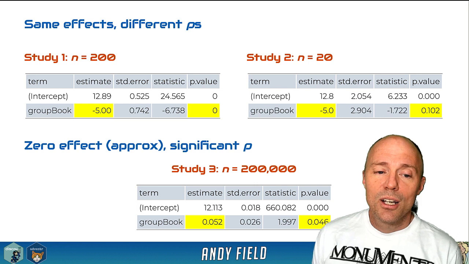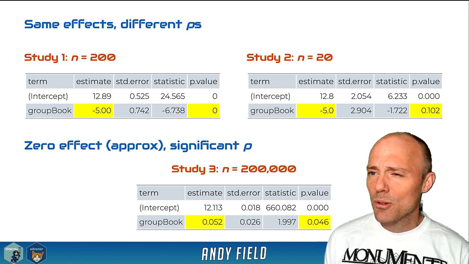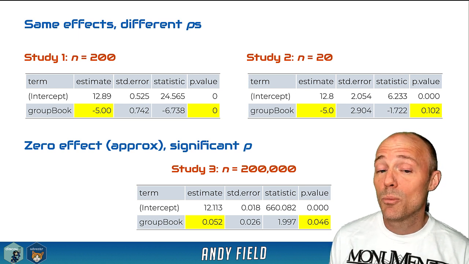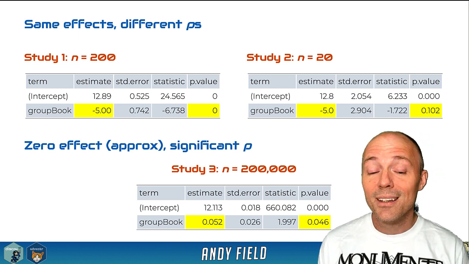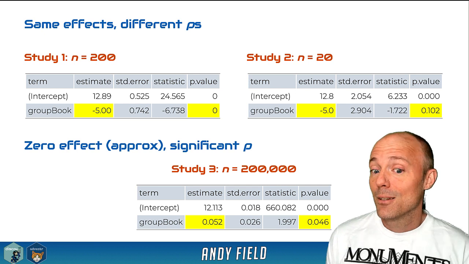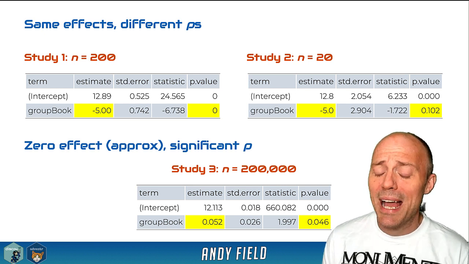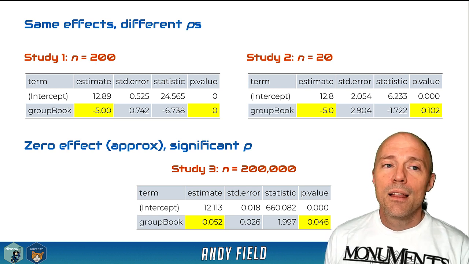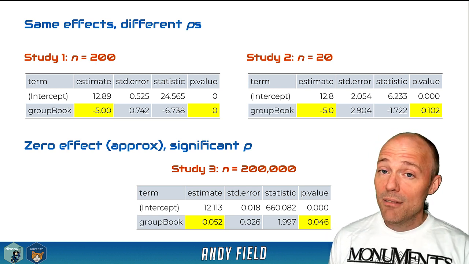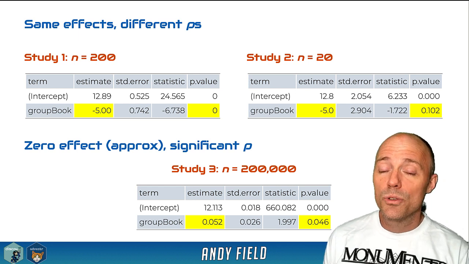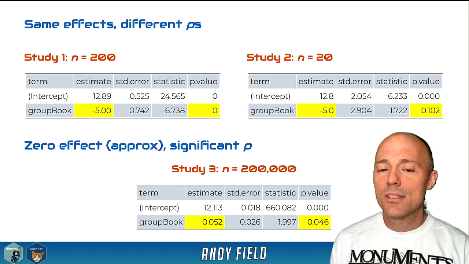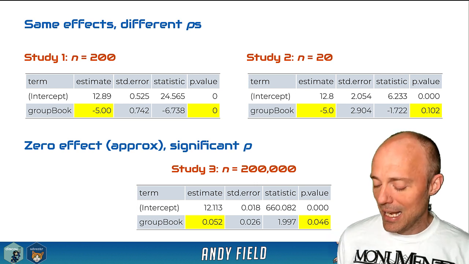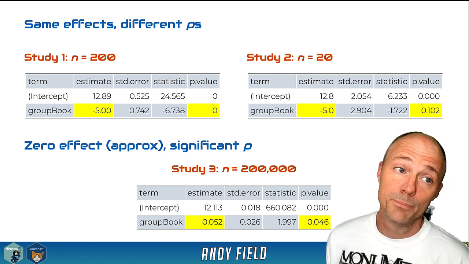Now, if you take this to its logical extreme, in study 3, how did we manage to basically have an effect of 0 that was significant? It's because our sample size was massive. The sample size in this study is 200,000. So the p comes out as significant. It has so much power to detect even a trivial effect. The moral of this story is, whenever you look at a p-value, you should always interpret it within the context of the sample size. If the sample size is huge, then a p-value can be significant even when the effect is trivially small.